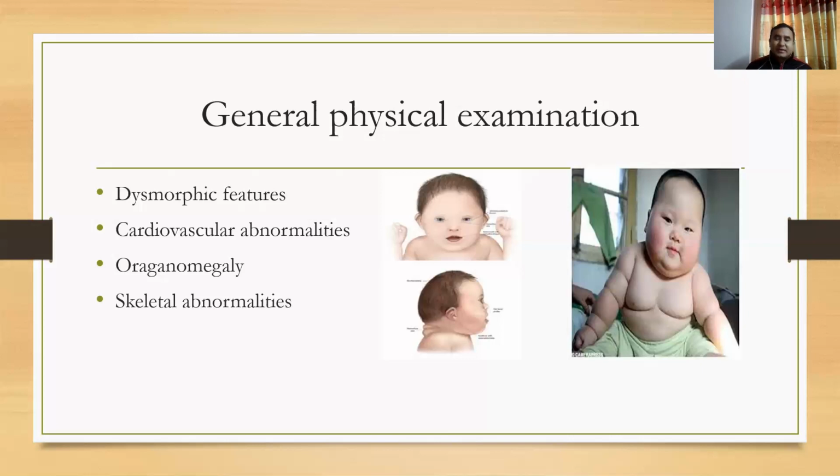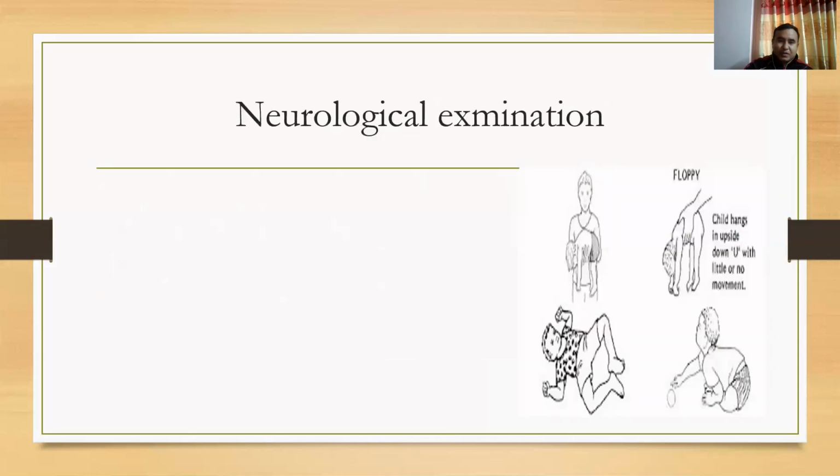Definitely organomegaly. Sometimes we have to also palpate the liver and spleen properly, because if there is hepatosplenomegaly, then it usually suggests glycogen storage disorder and lysosomal storage disorder. And similarly, we have to also take care of the skeletal abnormalities. So after doing the general physical examination, we have to do the neurological examination properly.